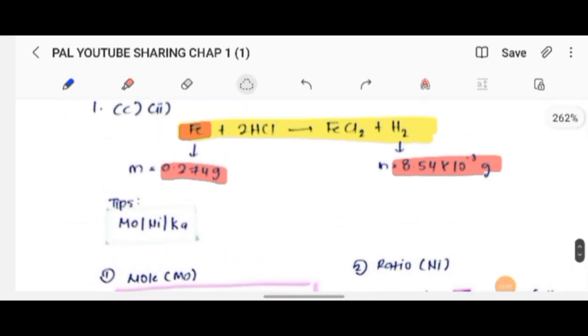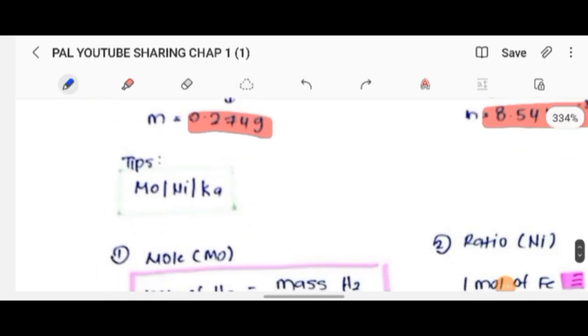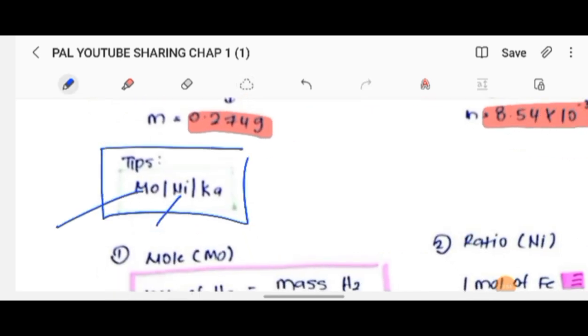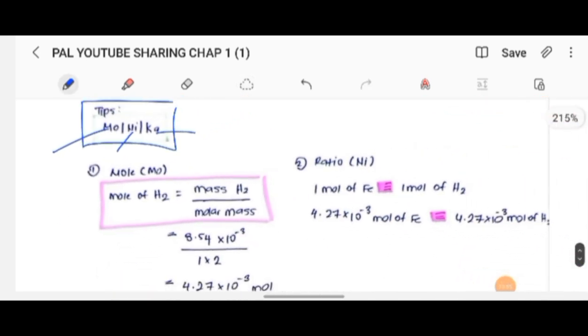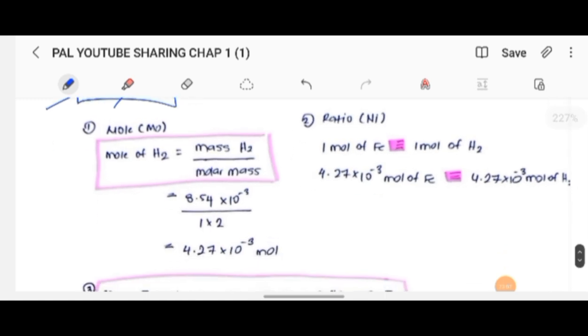So I have one more tip, which is called Monica. Monica means mole, nisbah (ratio) and calculation. So number one, we do the mole. So we find the mole of H2.